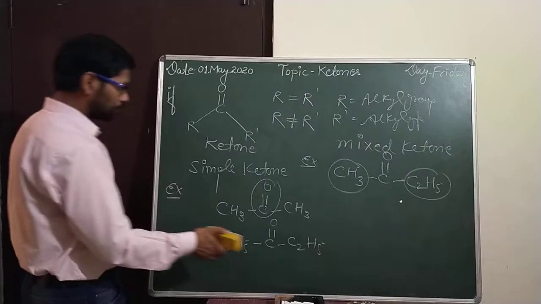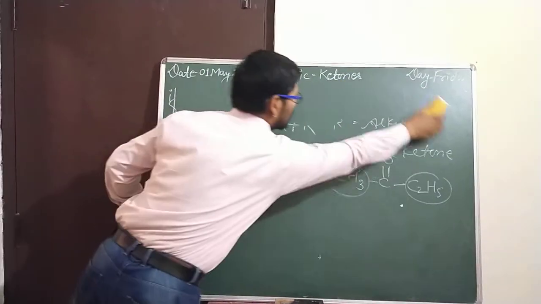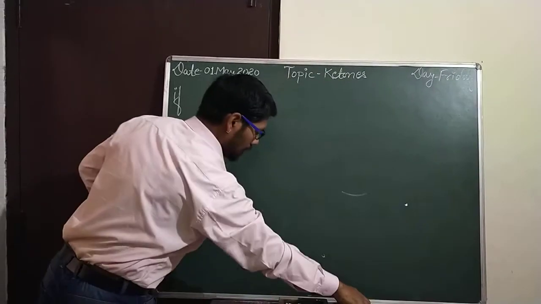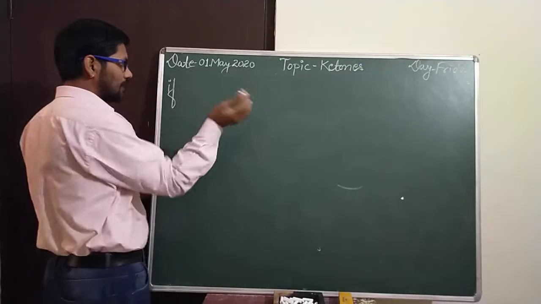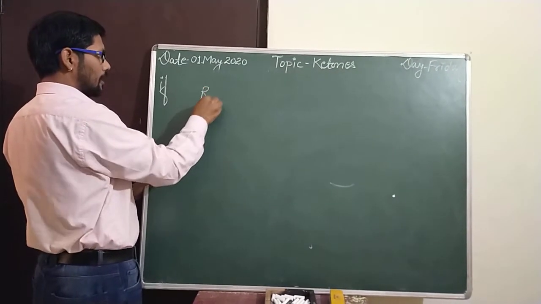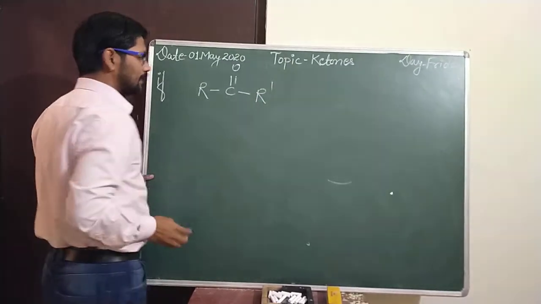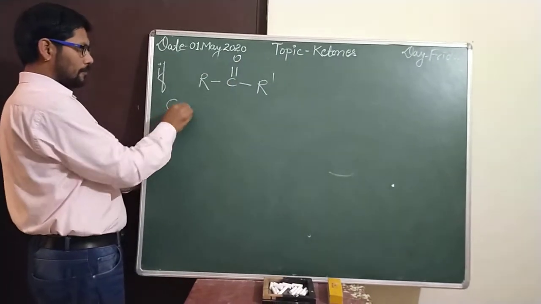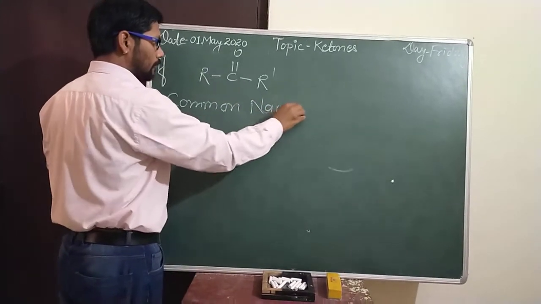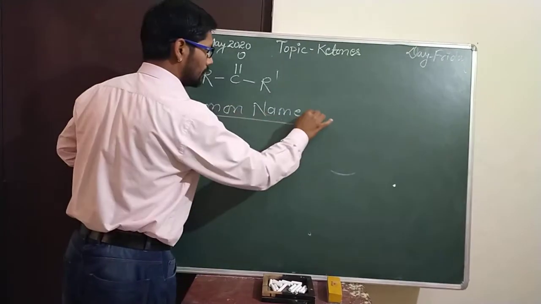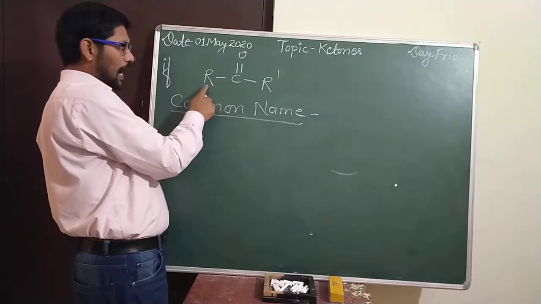And now we have to learn the IUPAC name and common name of ketones. Just like R single bond C double bond O single bond R dash, the common name of ketone is: this is an alkyl group and this is again an alkyl group.